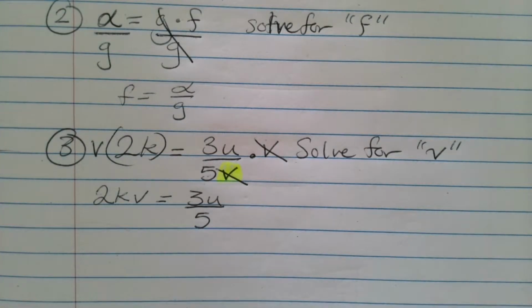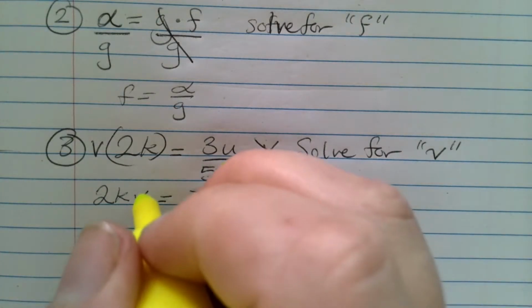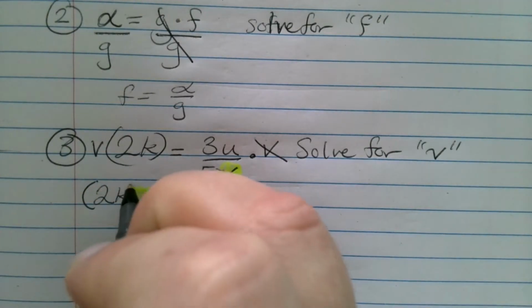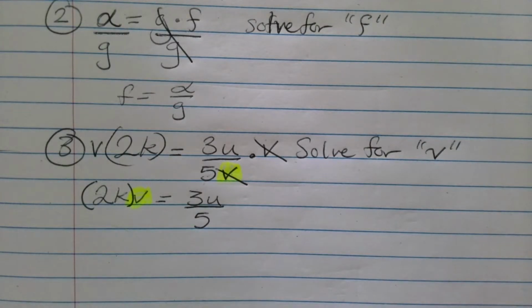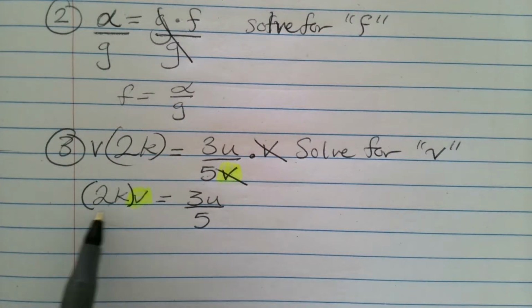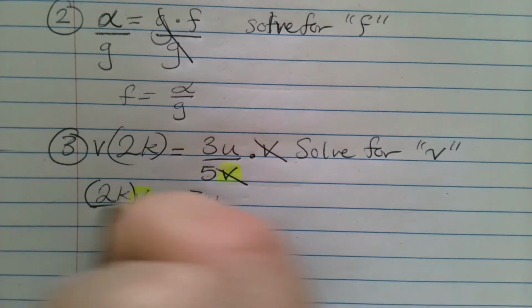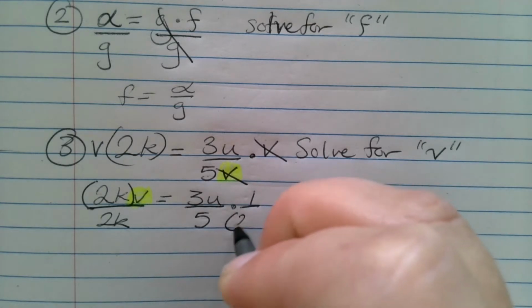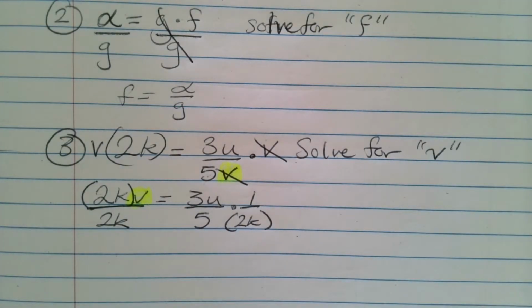Now what do we want by itself? What do I need to move that's on the same side as the V? 2k, I need to move that whole group. Where do I want to move it to? The other side, right? What's happening right now? Addition, subtraction, multiplication, or division? How do we undo multiplication? Divide by 2k.